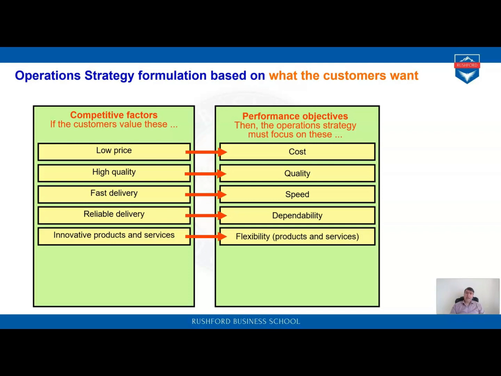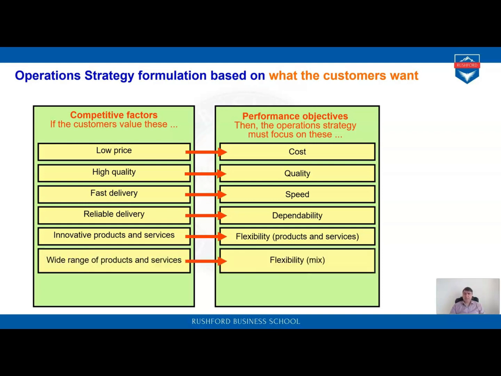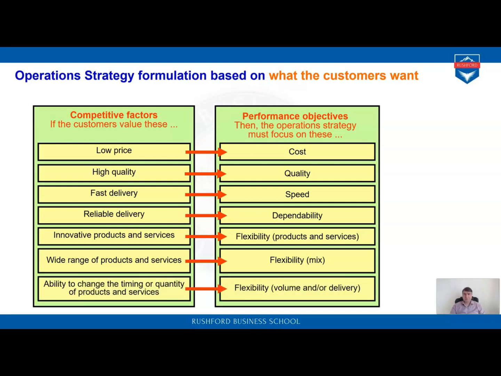For innovative products and services, you need to focus on the flexibility of products and services. A wide range of products and services is flexibility in terms of variety. You need to focus on that. Then there is the ability to change the timing or quantity of products and services. You need to come up with good flexibility for volume.